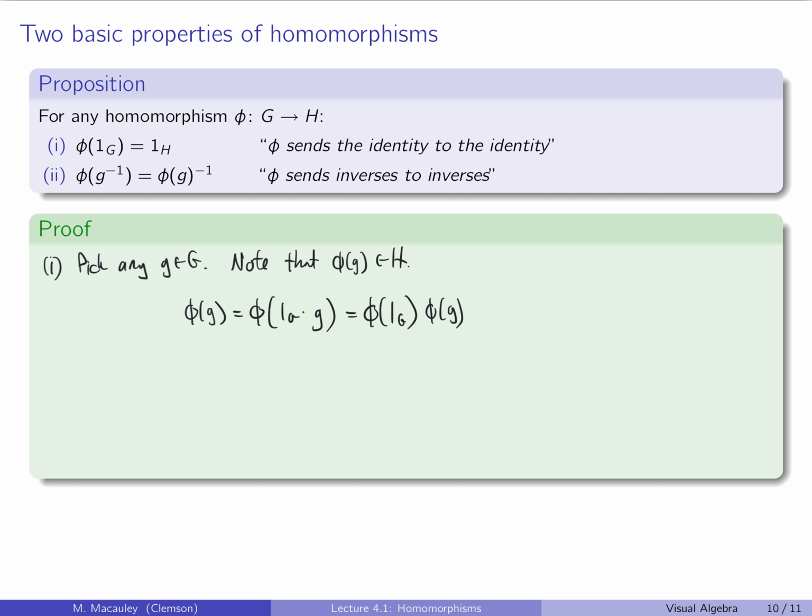And now look what we have. We have an element, phi of g, that is equal to phi of g times some other element in H. But the only element that when you multiply it by something gives that something is the identity. So this must be the identity in H. You see that? And that's what we had to show, that phi of the identity in G is the identity in H. So let's put a check mark there.